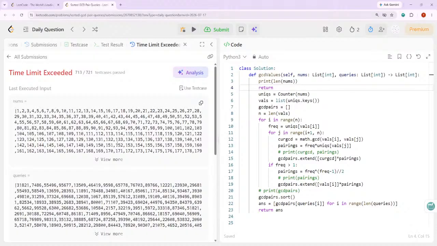So in this case, I cannot take the GCD of every pairing. That's just too slow. I mean, I could do something.